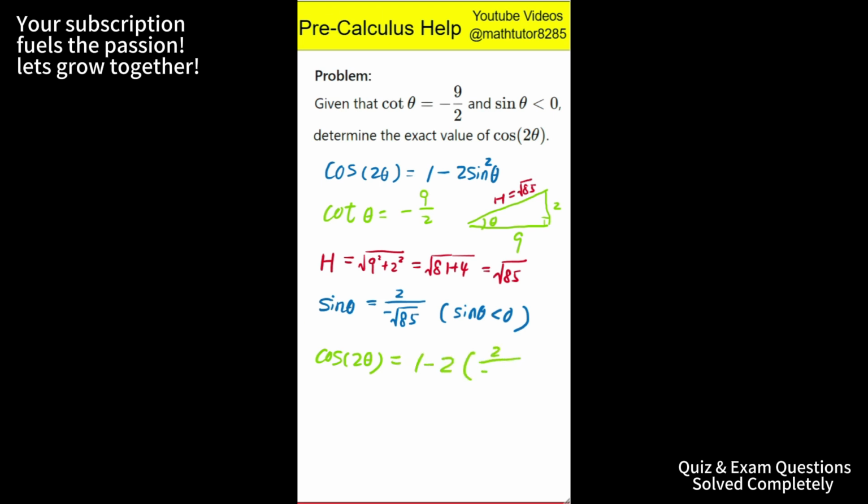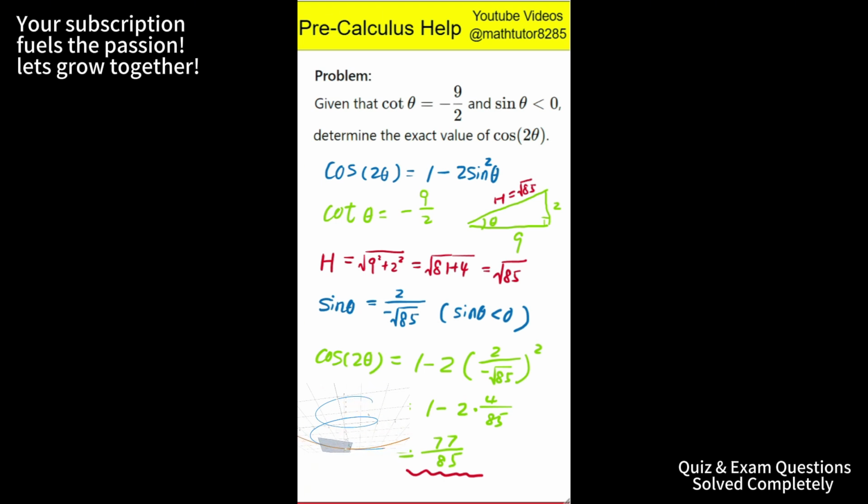We now use the identity from step 1. We square sine theta, which gives us 4 divided by 85. Multiply that by 2, and you get 8 divided by 85. Then subtract that from 1, which is the same as 85 divided by 85. 85 minus 8 gives 77. So the final answer is 77 divided by 85.